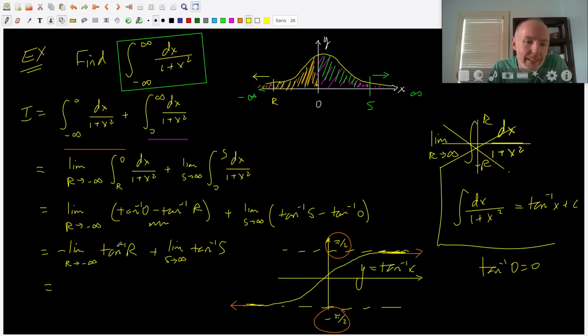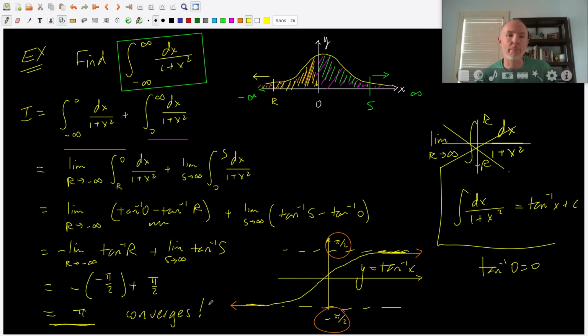So when we take these limits, we get, well, this limit was minus pi over 2. As it goes to minus infinity, the inverse tan is becoming minus pi over 2, and the other one becomes pi over 2. So these add to give us pi. This integral converges. We found the value. It was finite. That means that the integral converges.